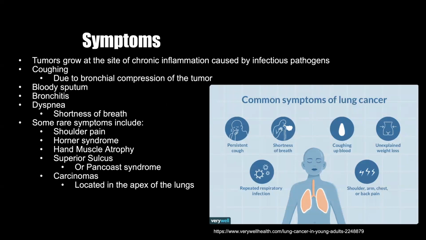And some symptoms involved with lung cancer: tumor growth at the site of chronic inflammation caused by infectious pathogens, coughing due to bronchial compression by tumors, bloody sputum, bronchitis, and dysplasia, which leads to shortness of breath. And in some cases, you have some rare symptoms, which include shoulder pain, Horner syndrome, hand muscle atrophy, superior vena cava syndrome, or Pancoast syndrome, which is because of carcinomas located at the apex of the lungs.